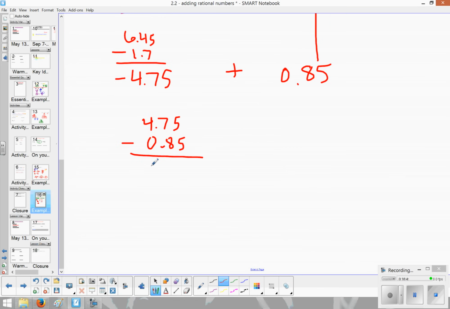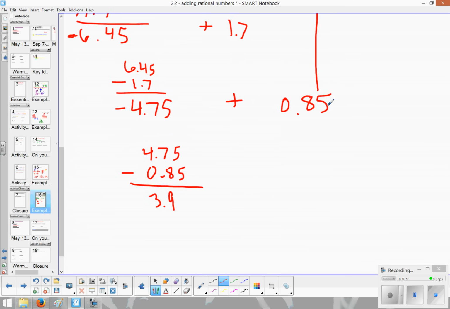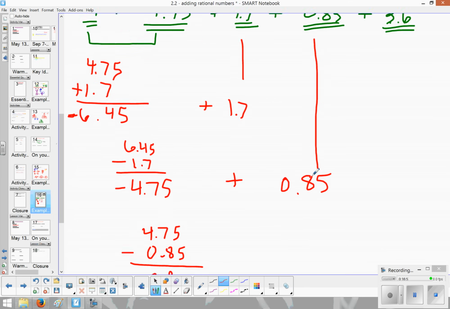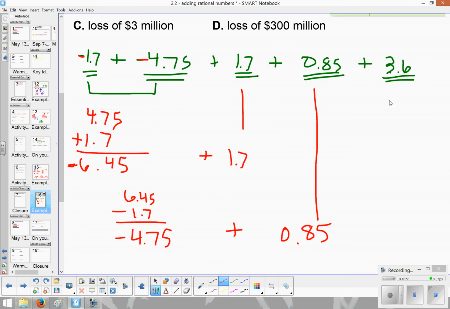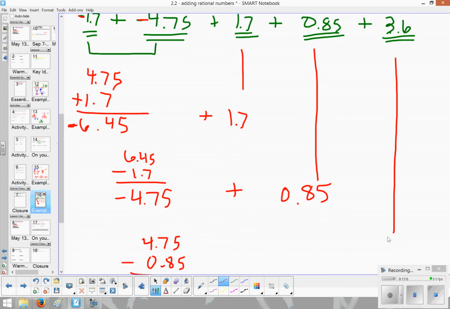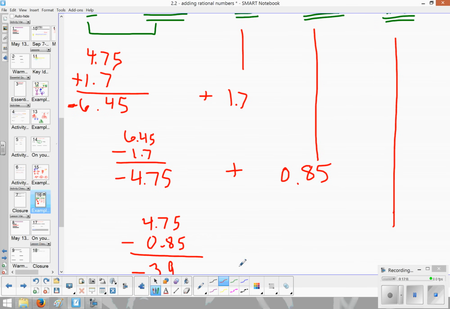So I have 3.9. Now, the signs are different. The bigger number tells me the sign, so I know this is going to be a negative 3.9. So now my last total that I have is going to be a 3.6. I'm going to drop that down here, and I'm just going to put it right here so you can see.